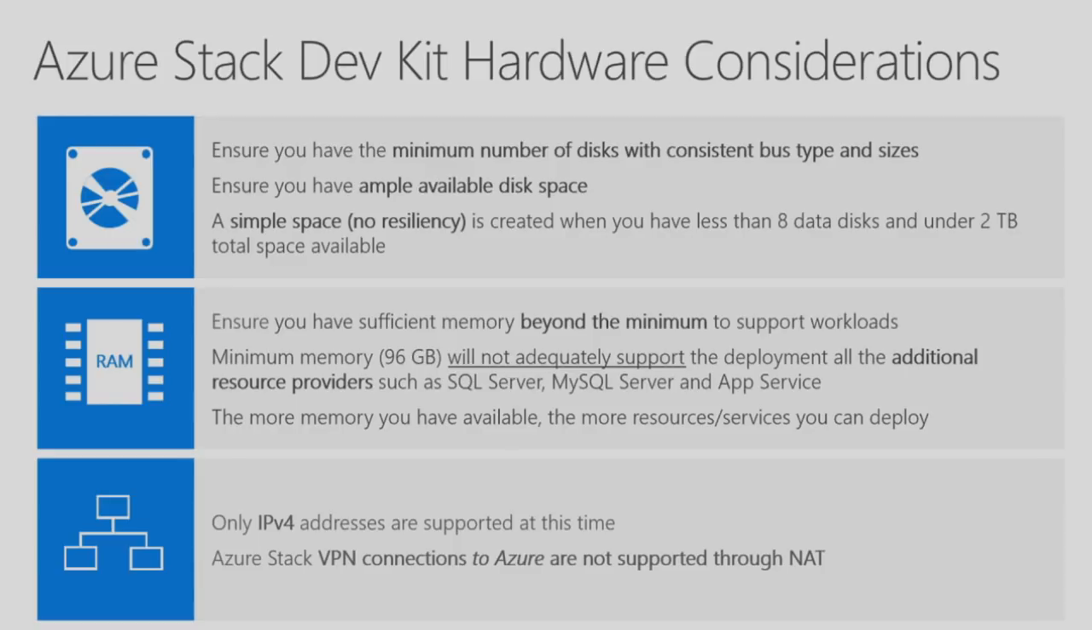And one thing that you'll note: unless you have greater than 8 HDDs or 5 SSDs, and more than 2 terabytes of storage, you will be in a simple space, no resiliency. So that means if one of the disks goes down, simple space goes down, you have to redeploy. It doesn't happen that often, but you could see it. Now, if you do have greater than 8 HDDs or greater than 5 SSDs and greater than 2 terabytes of storage, you will be put into a mirrored configuration, which means you're in a resilient state, but your capacity is cut in half. So just some things to consider.